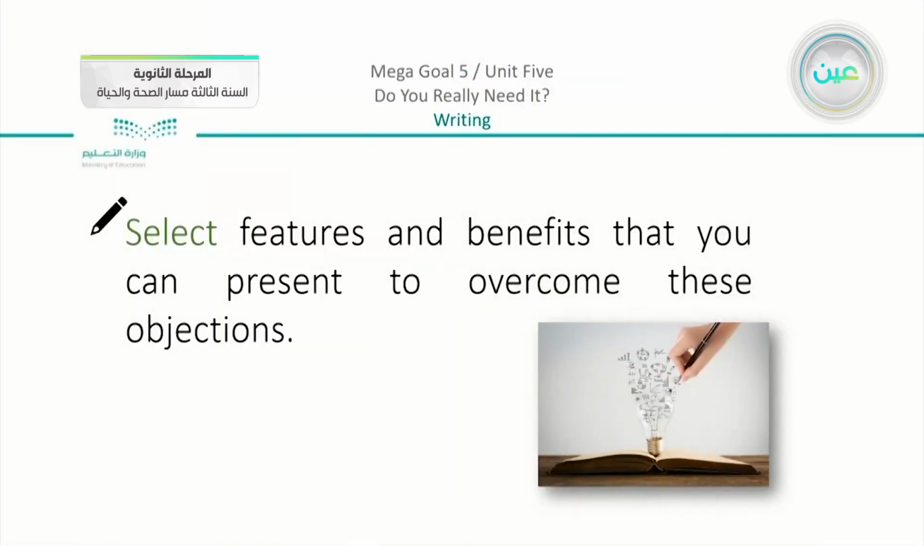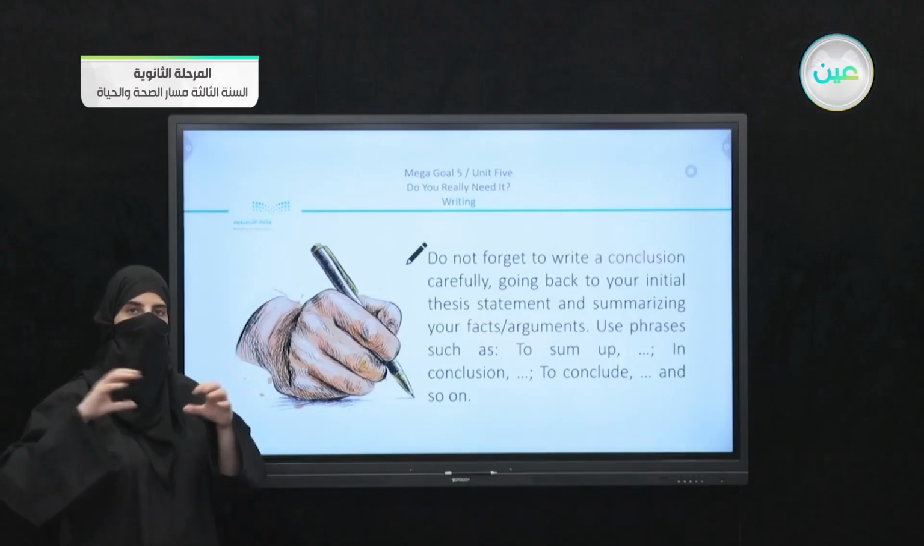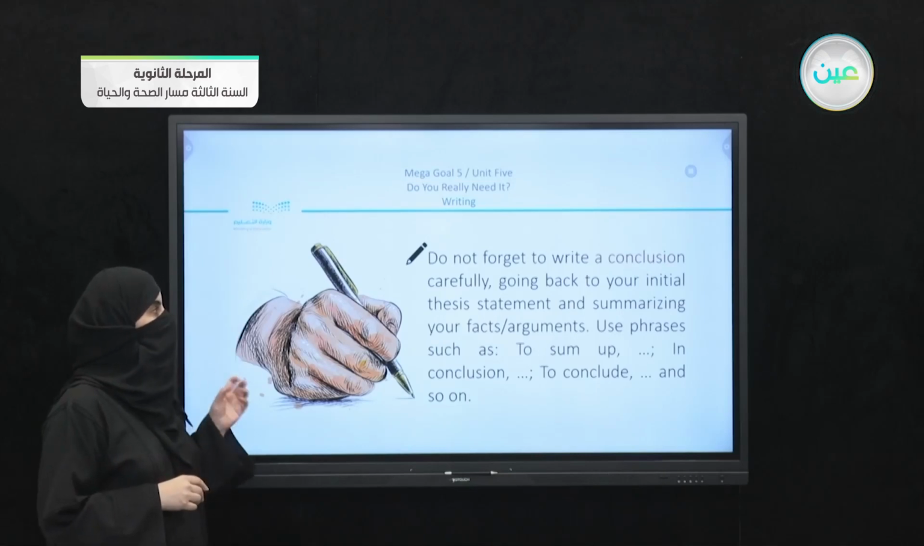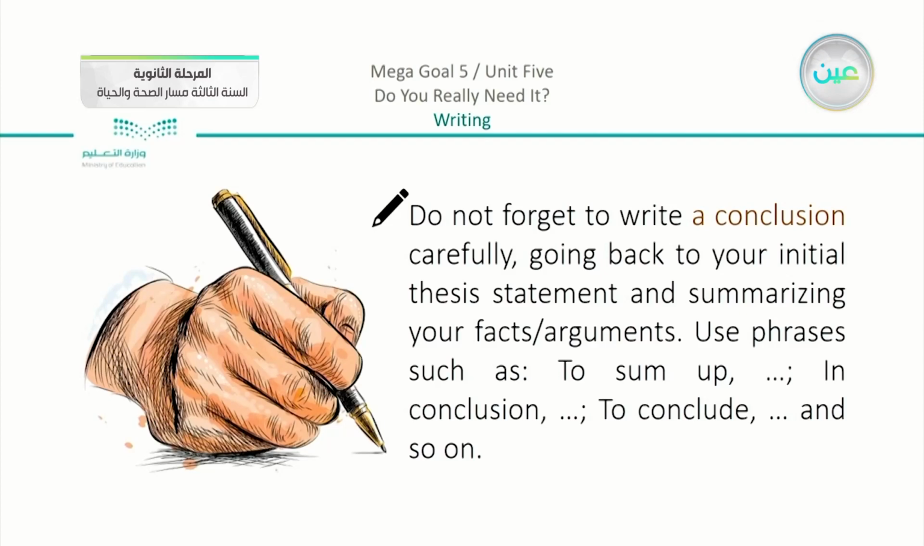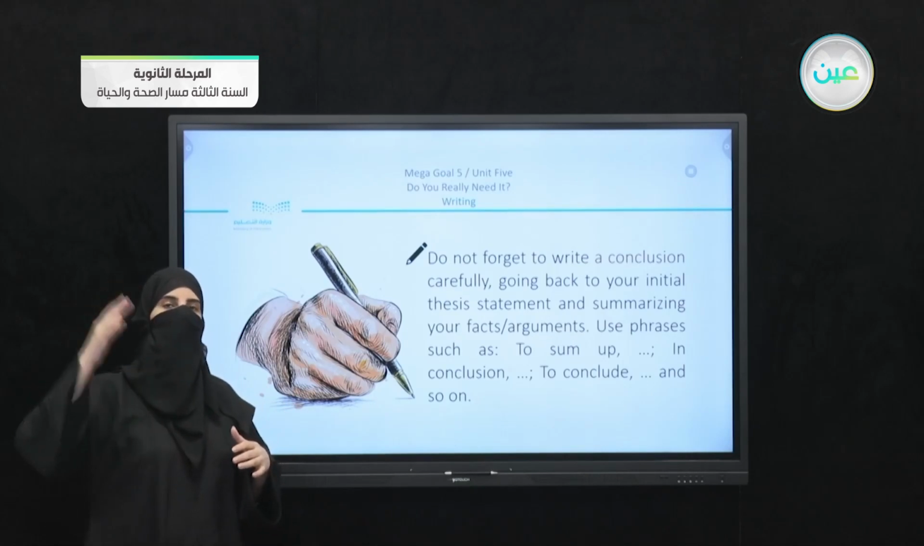Select features and benefits that you can present to overcome these objections. Do not forget to write a conclusion. So you have seen that I have prepared my part, which is the conclusion here. Now, carefully go back to your initial thesis statement and summarize your facts and arguments, using phrases such as to sum up, in conclusion, to conclude, and so on. So here you can see that there has to be a conclusion that covers everything that was mentioned before.